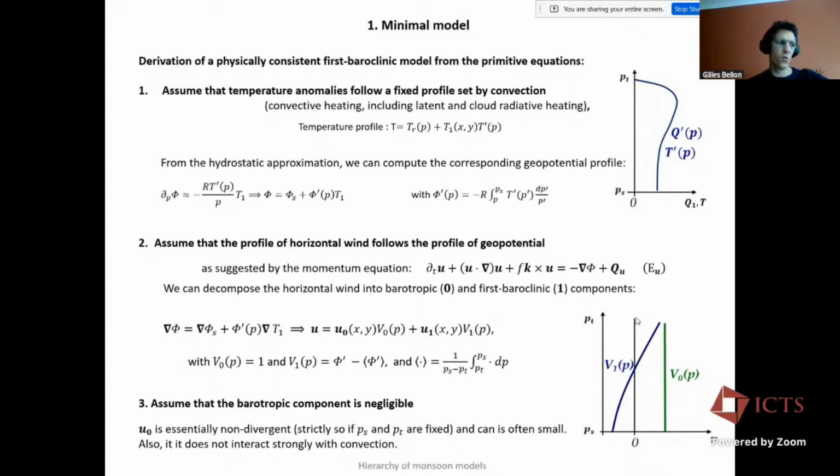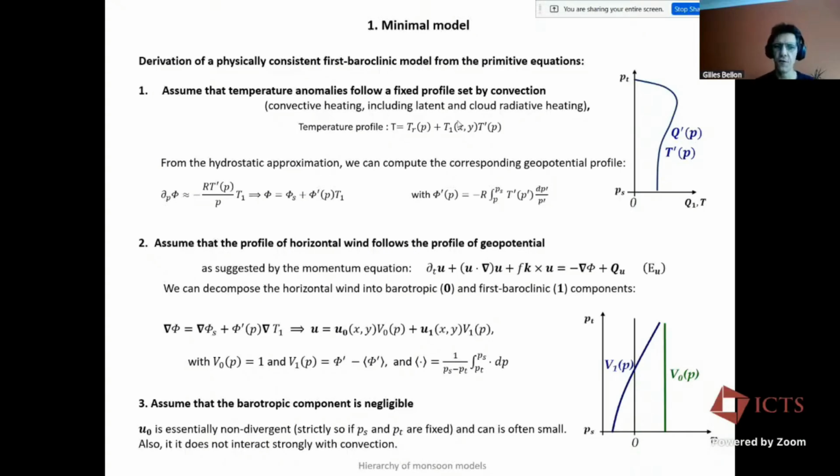And then if you assume that the horizontal wind follows this profile, then you also have a profile for your wind. And so you can actually resolve all the primitive equations with just that degree of freedom of the temperature anomaly. That's called T1, which is the amplitude of the anomaly that depends on horizontal coordinates and time. And then everything on the vertical is actually compressed into that reference deviation profile.